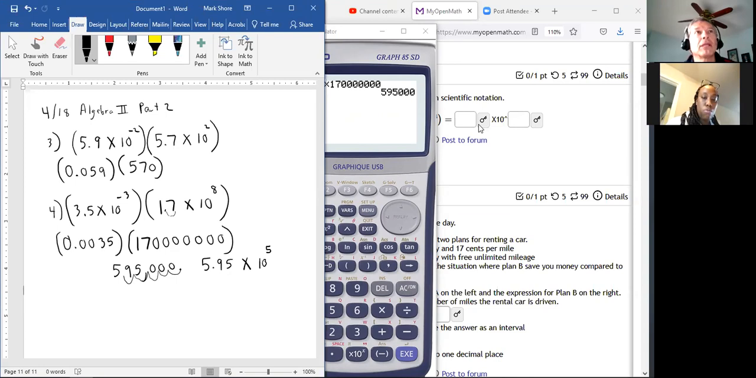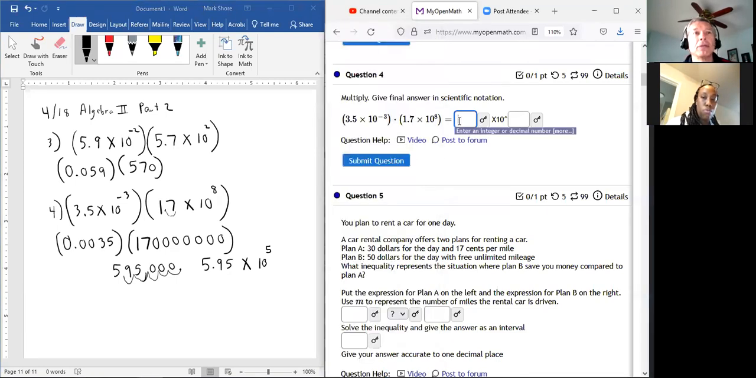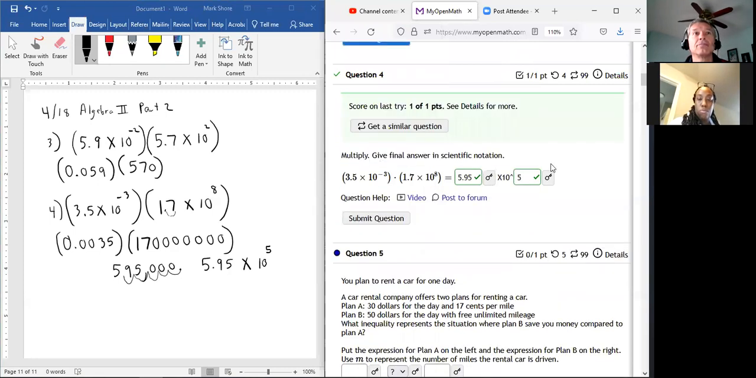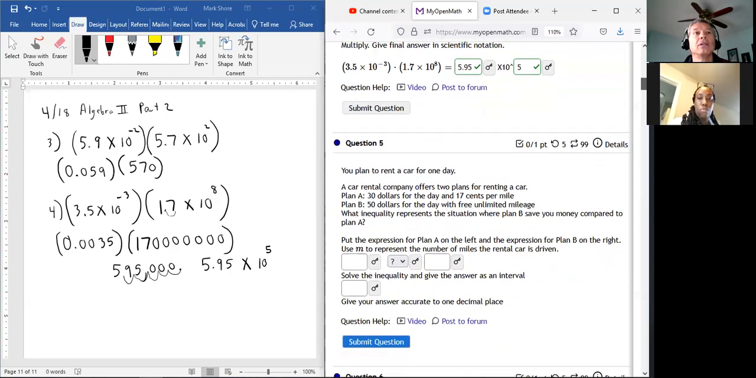So anyway, that would be the answer to that problem. It'd be 5.95 right here, and it's times 10 to the 5th. So just a 5 goes right there and that should do it.